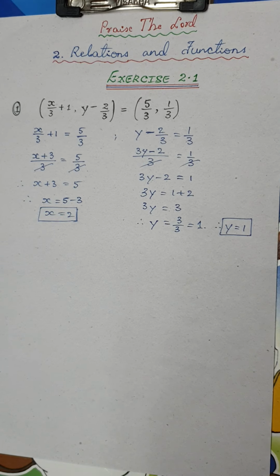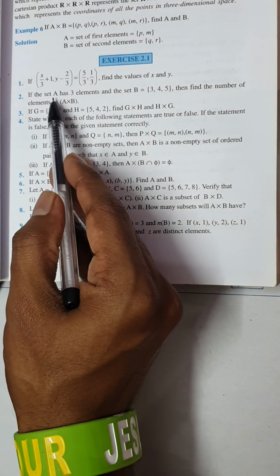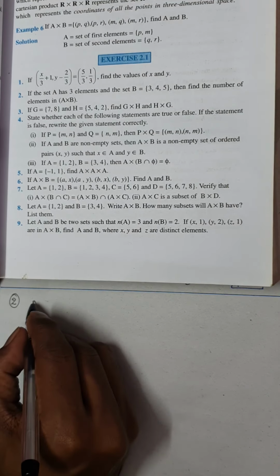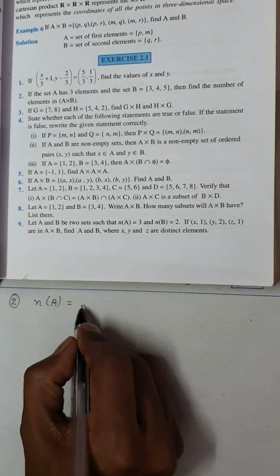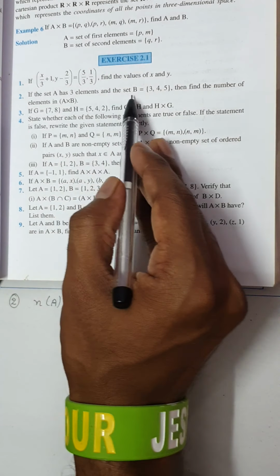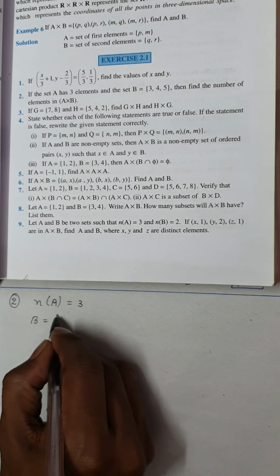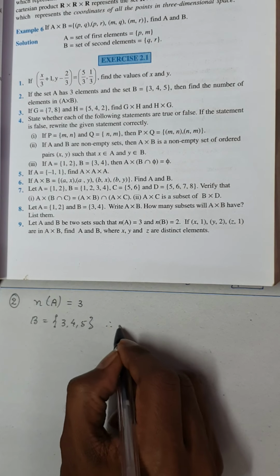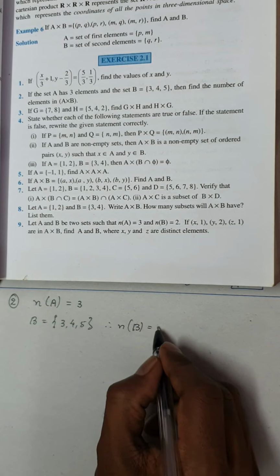Now, moving on to the second question. Let's have a look at the second question. If a set A has 3 elements, okay, so note down what he says. He is saying set A has 3 elements means n(A), that is the number of elements in the set A, is 3, okay, and set B is equal to {3, 4, 5}. Now look here, if I say B is equal to 3, 4 and 5, now can you tell me how many elements are in B? It is quite clear, 3 elements.